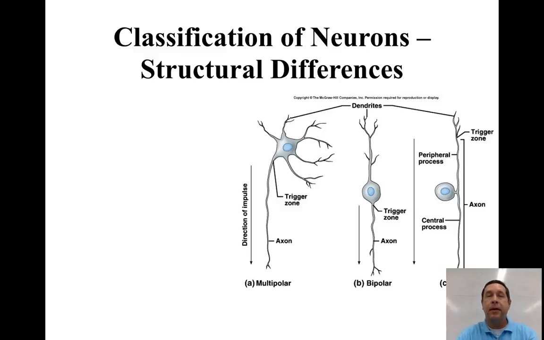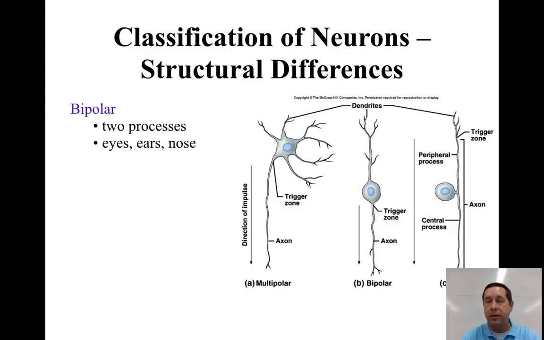So we classify neurons based on their structure and their function. So structurally, there's three types. There's the bipolar, which is the middle diagram. Two processes, one dendrite, one axon, cell body in the middle. These are found primarily in special sense organs like the eyes, the ears, and the nose.